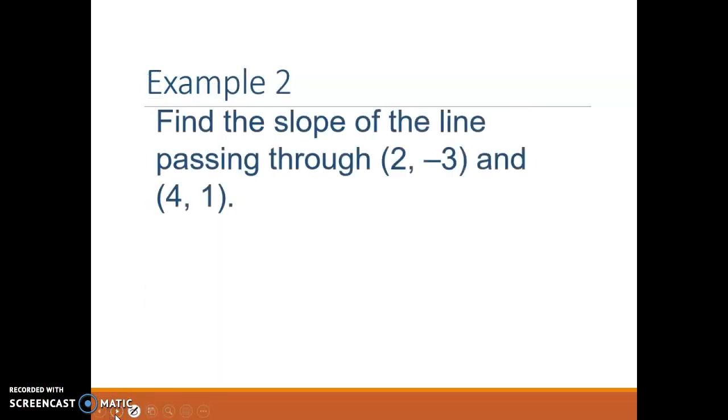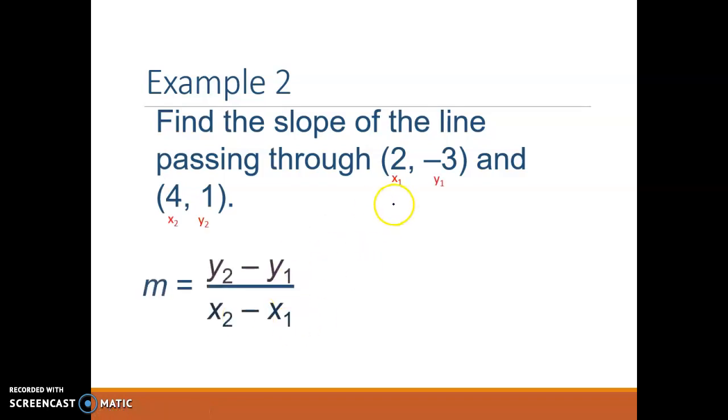All right, let's find the slope of the line passing through (2, -3) and (4, 1). The first thing we want to do is label our x1, x2, and y1, y2. So we're going to use this as our x1 and y1, and this is our x2 and y2. Our formula here is m equals y2 minus y1 over x2 minus x1. Now that we've written that formula, we're just going to plug and chug.